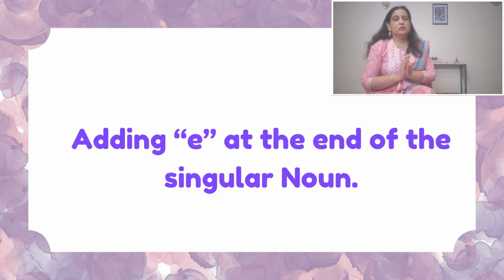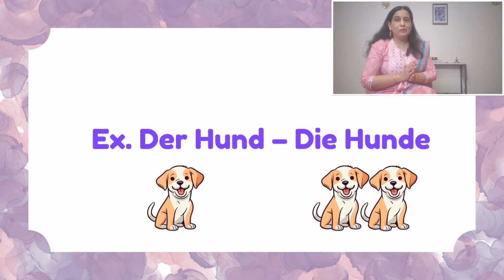The most common and basic form of plural is adding e at the end of the singular noun. Now we'll see examples. For most of the masculine and neutral singular nouns, if we add e at the end, it will become the plural form.